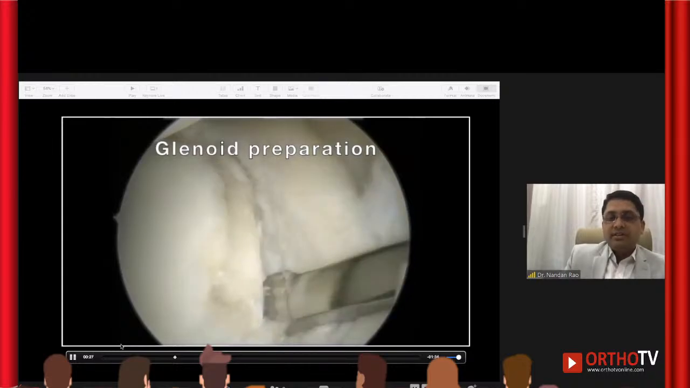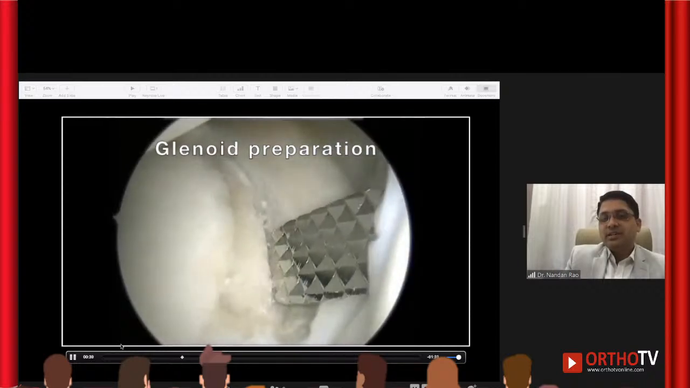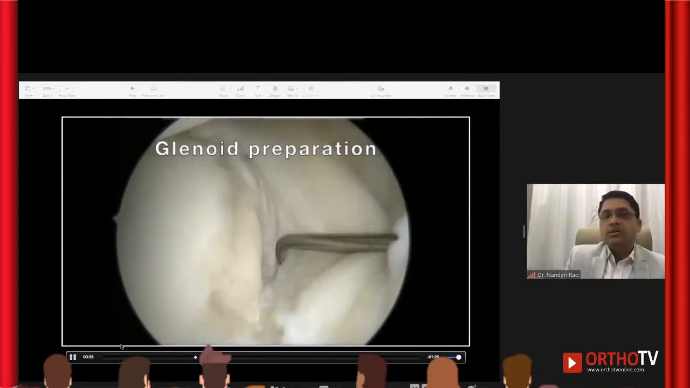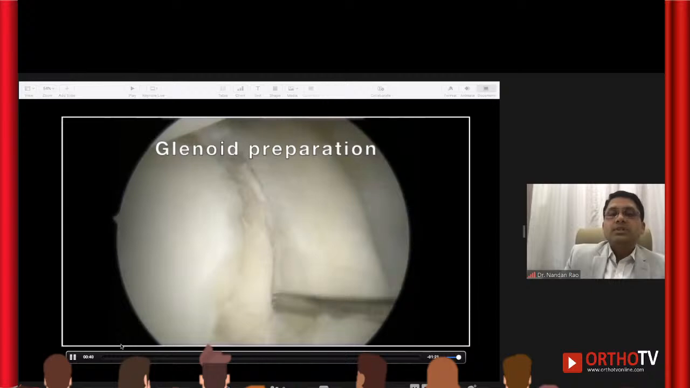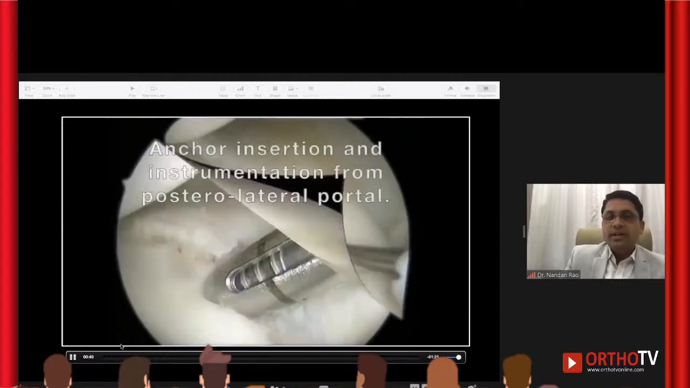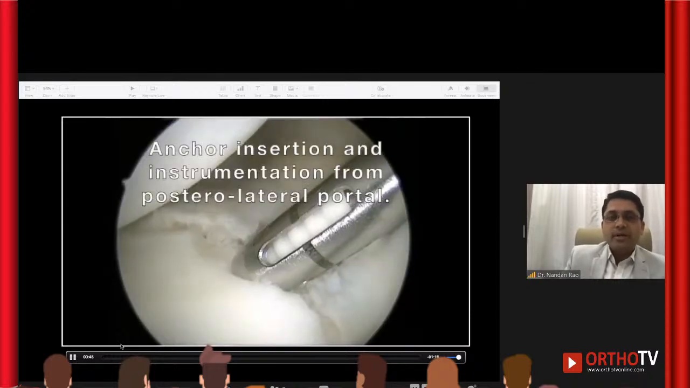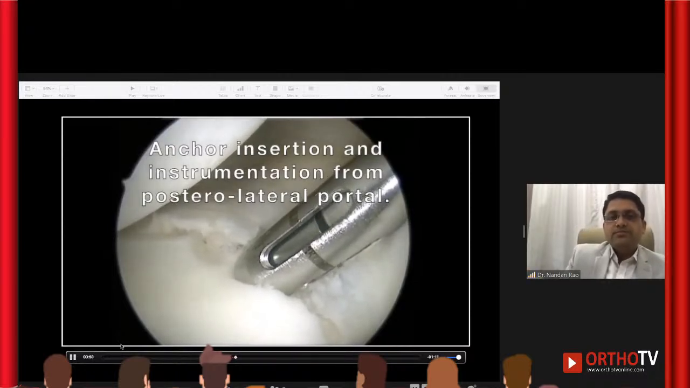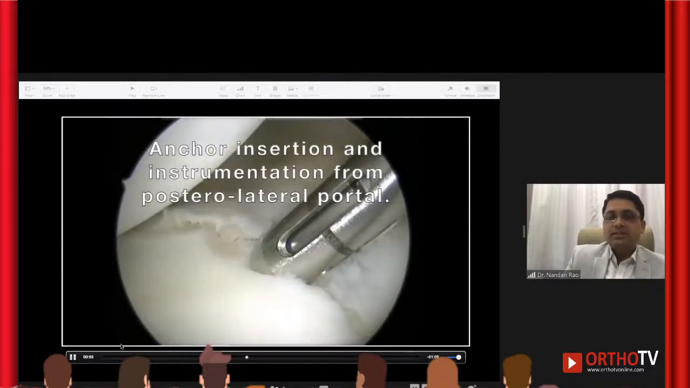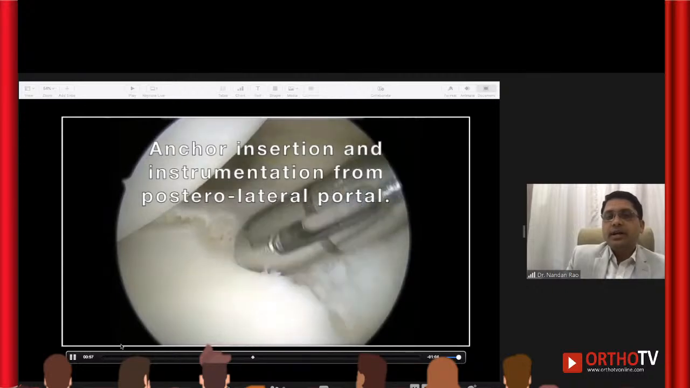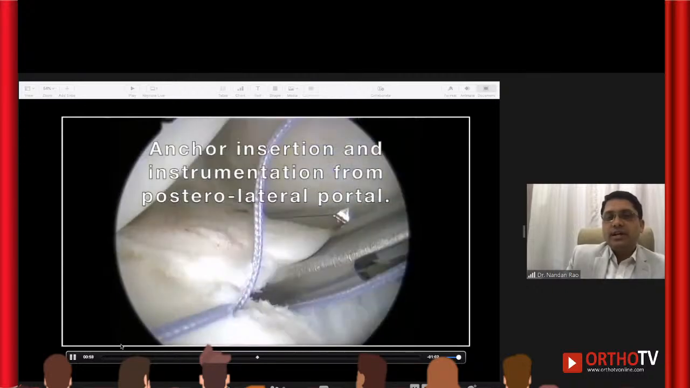So we start with the posterior glenoid. A small cartilage edge is removed to facilitate anchor placement. This is assessing the release. The anchor comes in. Here you can use suture tack, fiber tack, or any of the Arthrex anchors which you prefer. I preferred this. Now through the accessory posterolateral portal, the instrumentation is coming and we take sutures in an antegrade fashion.